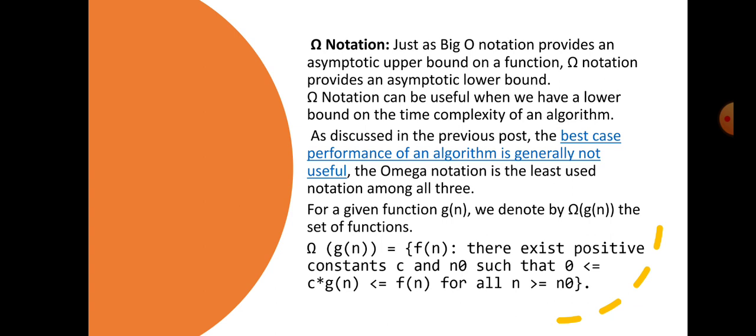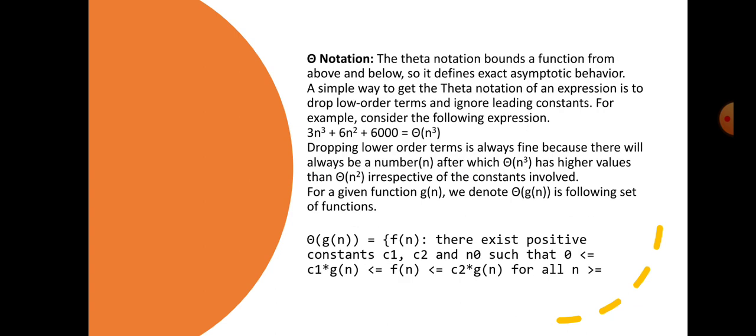For a given function g of n, we denote by omega of g of n the set of functions: omega of g of n equals f of n, such that there exist positive constants c and n naught such that 0 is less than or equal to c star g of n less than or equal to f of n for all n greater than or equal to n naught.